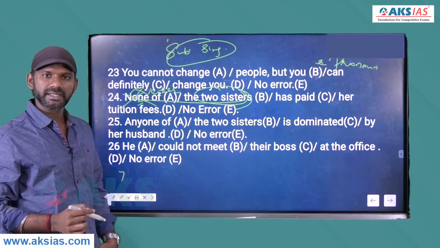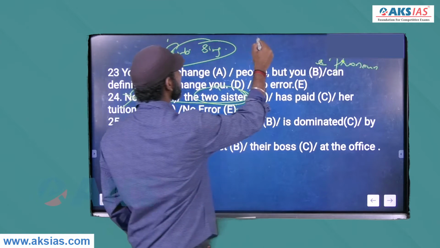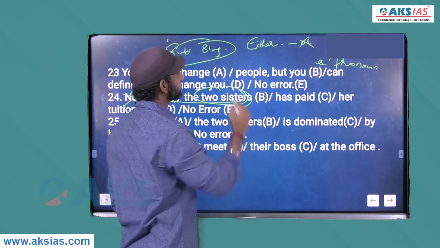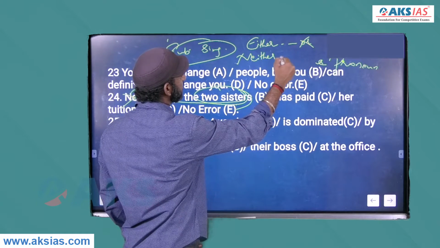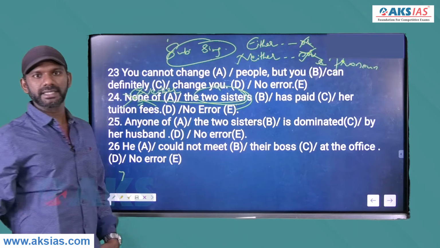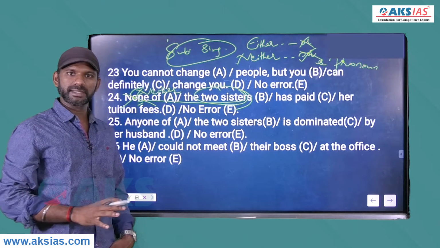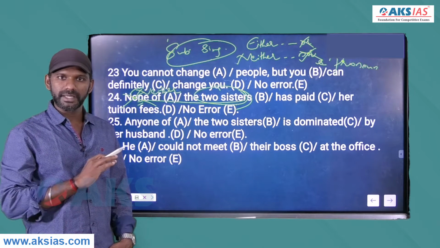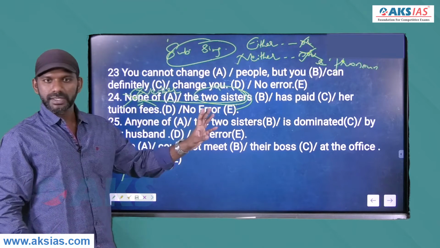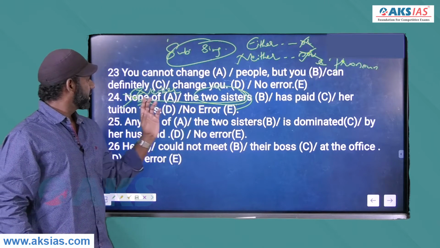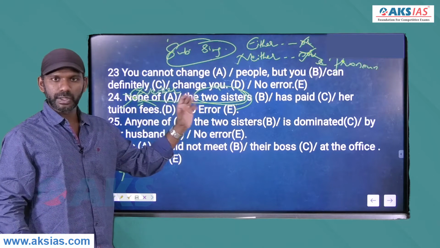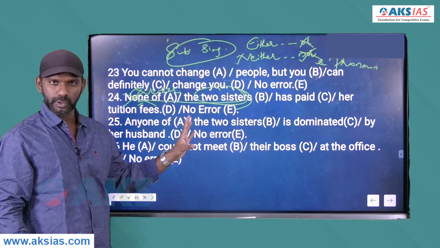The rule that we discussed on subject-verb agreement: when either comes without or, or when neither comes without nor, the subject of the sentence is singular. And if the subject is singular, the verb and the pronoun must also be singular. Come to the same statement once again. Neither of the two sisters is a correct usage. In this sentence, neither is there, nor is not there. So the subject is singular, the verb and the pronoun must also be singular.